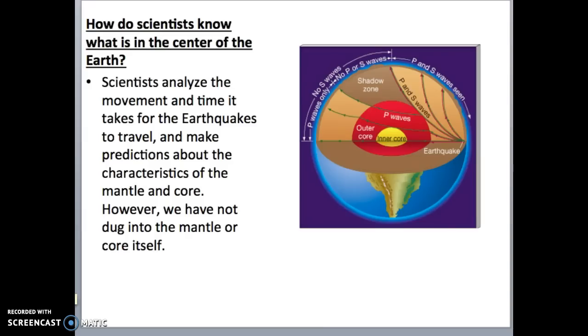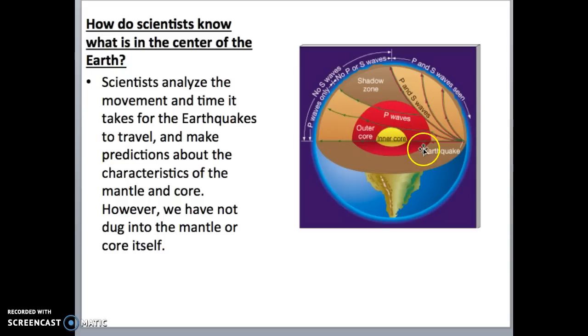Okay, so you might be wondering, how do we know what's in the center of the Earth? We really haven't dug all the way through the crust. How do we even know what's in the mantle and the core? Well, the answer is through what we call seismography, which is basically the study of waves through a medium.